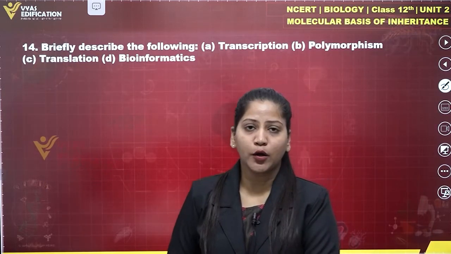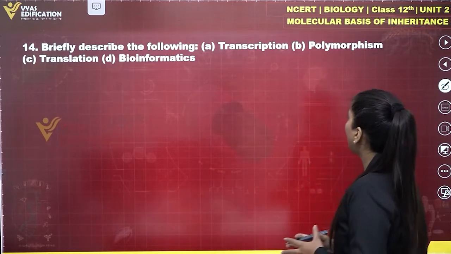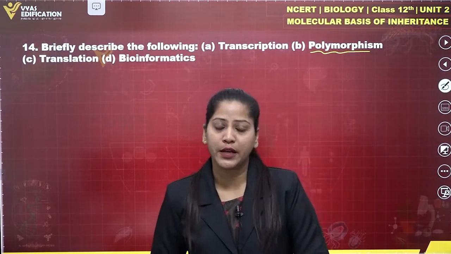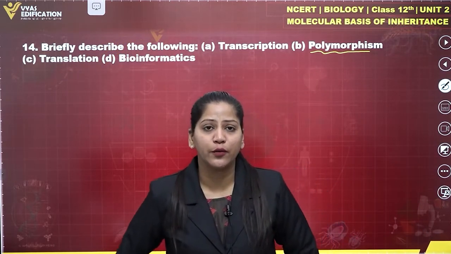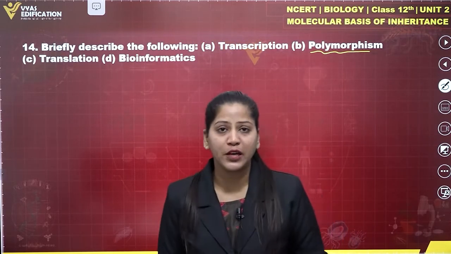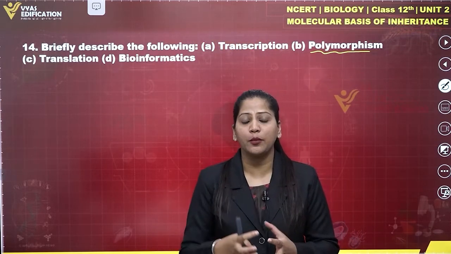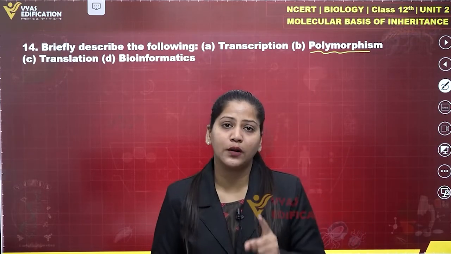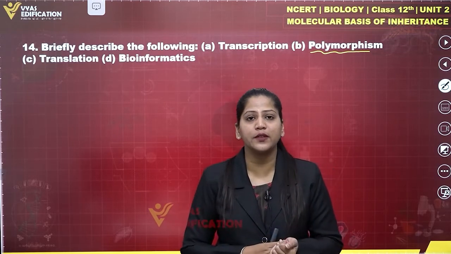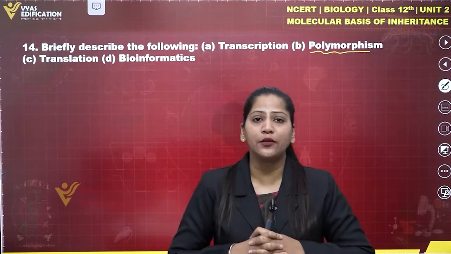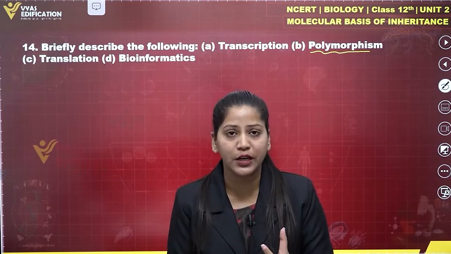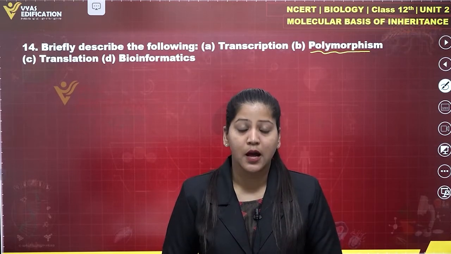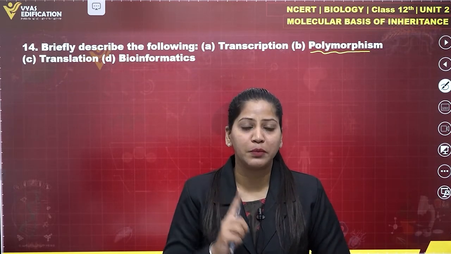Now let's discuss the B part of this question, that is we have to describe polymorphism. What is polymorphism? Polymorphism is a kind of genetic variation which leads to the formation of several different kinds of individuals among the members of one particular species. It is a form of genetic variation which results in the formation of several different kinds of individuals among the members of one particular species.